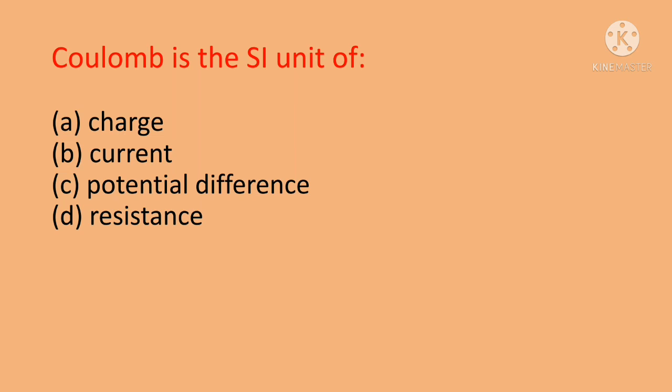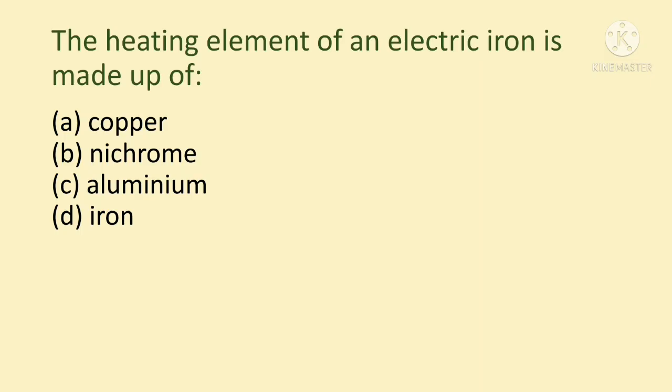Then, the heating element of an electric iron is made up of. So actually the electrical iron box or heater or the electrical stove works on the principle of resistance of the wire which is inbuilt.